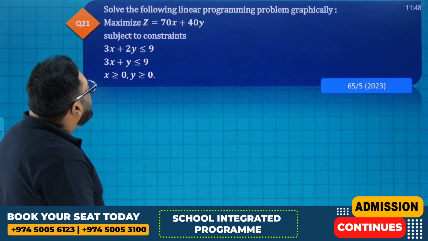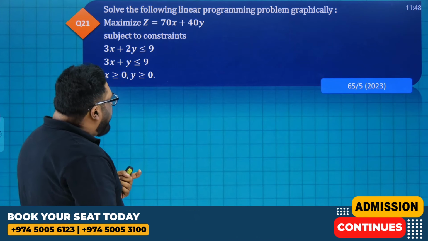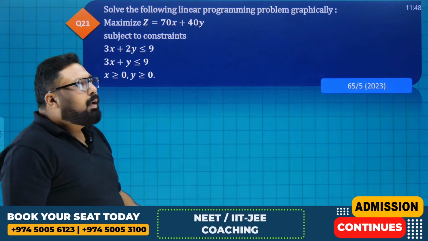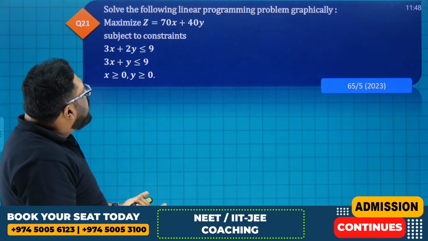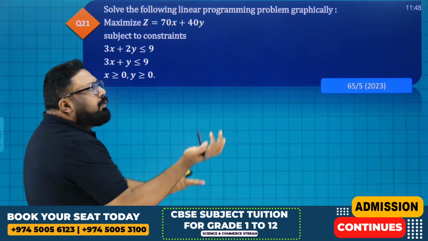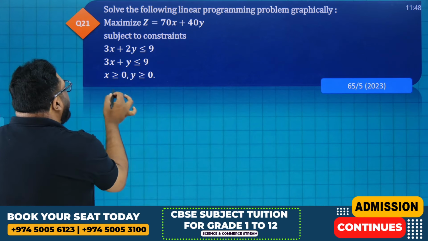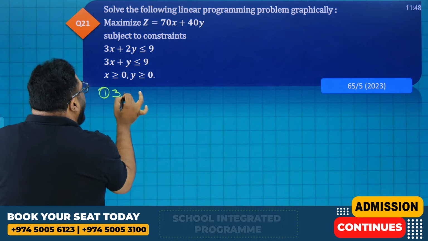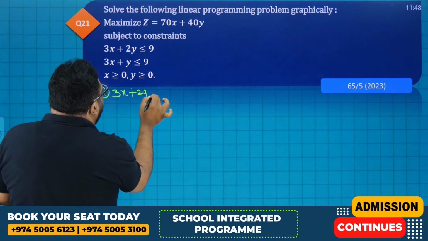Okay, my dears. First question, solve the following linear programming problem graphically. Maximization problem with only 2 constraints, my dears. They are also 5 mark. So same thing we did for the 1 mark MCQ also. Okay, my dears, the first equation. I have a logic of calling it equation number 1.